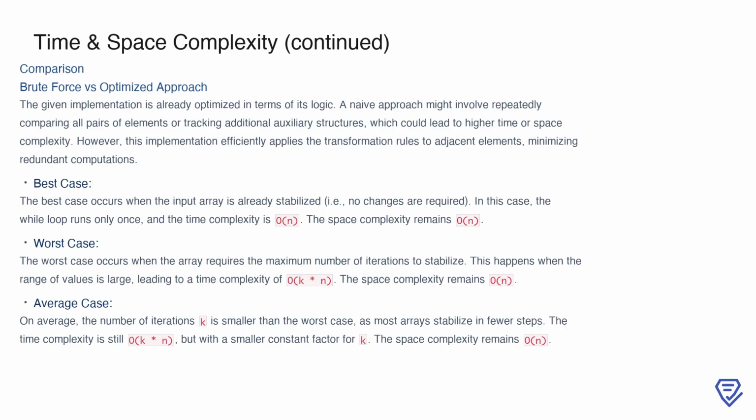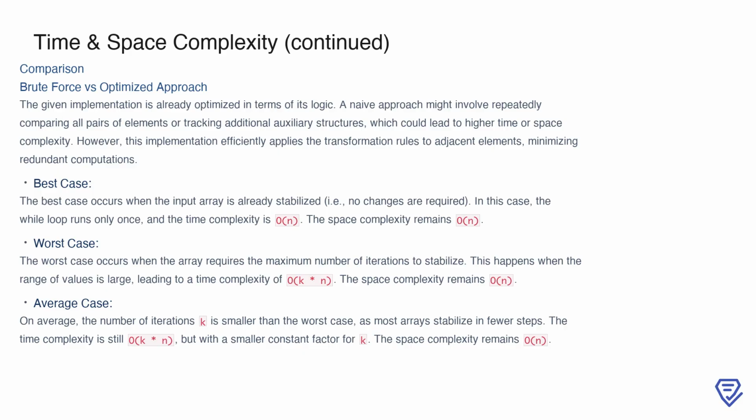In the best case, the input array is already stabilized, meaning no changes are needed. Here, the while loop runs only once, resulting in a time complexity of O(n) and a space complexity of O(n). In the worst case, the stabilization requires the maximum number of iterations, which happens when the range of values in the array is large. This leads to a time complexity of O(k*n), where k is the number of iterations, but the space complexity remains O(n).